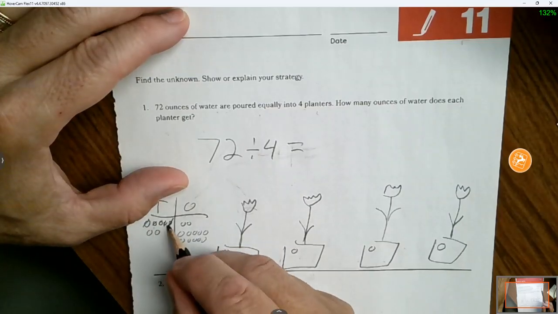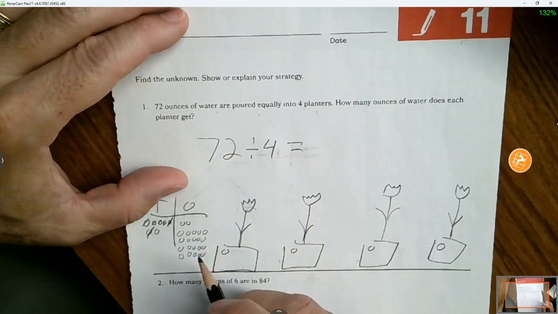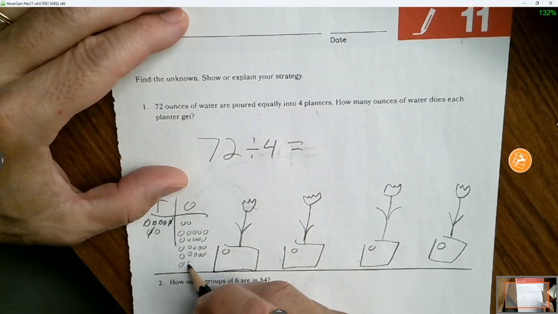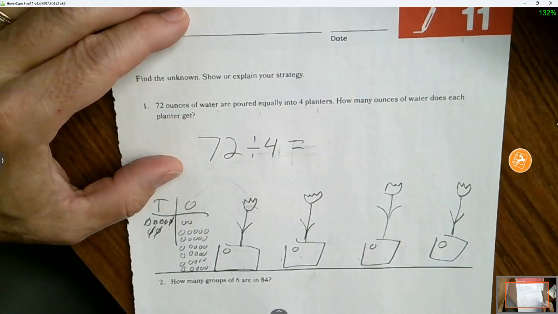That's 110. 1, 2, 3, 4, 5. That's 2 10s. 1, 2, 3, 4, 5. That's it. So now we need to take all these and put them into these.